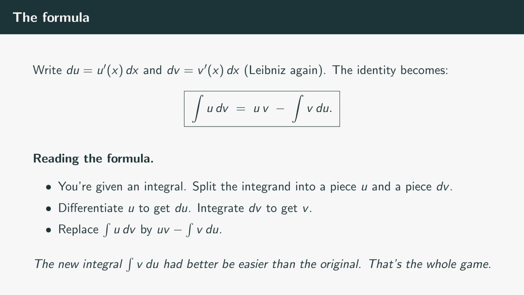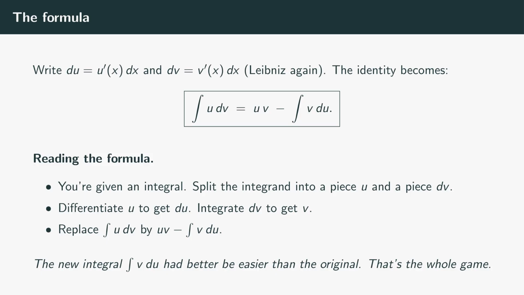Now write it in the form everybody uses. Using Leibniz's differentials, du for u prime dx, and dv for v prime dx, the identity collapses to the integral of u dv equals uv minus the integral of v du. That is the integration by parts formula. Memorize it. Tattoo it. 6 symbols on the right, 3 on the left, and it's the most useful equation in integration after substitution.